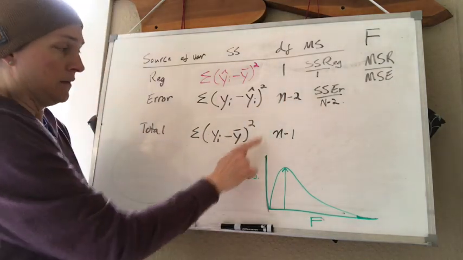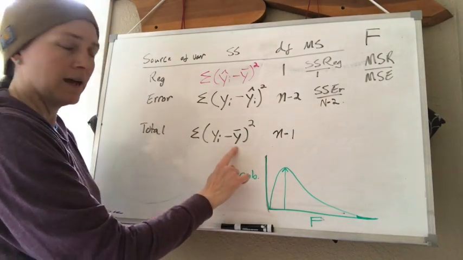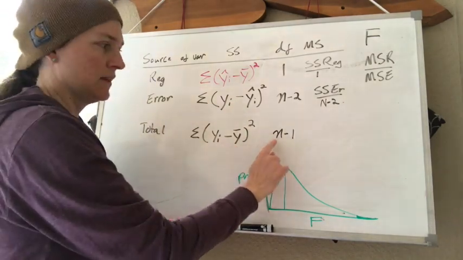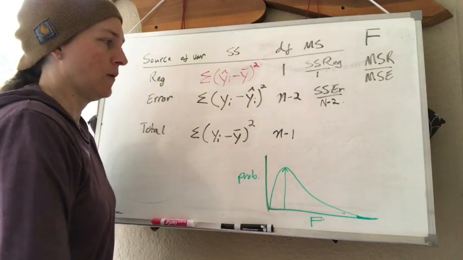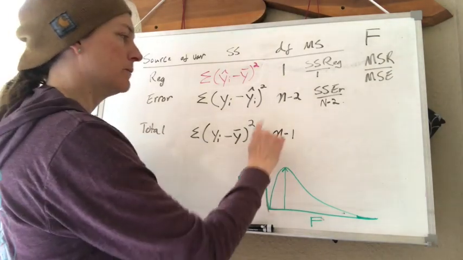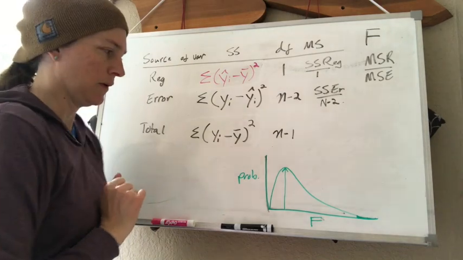Now remember, for your whole data set, you only have to estimate the grand mean, and so that's why there are n-1 degrees of freedom. Those are the values that are free to be whatever they want to be.